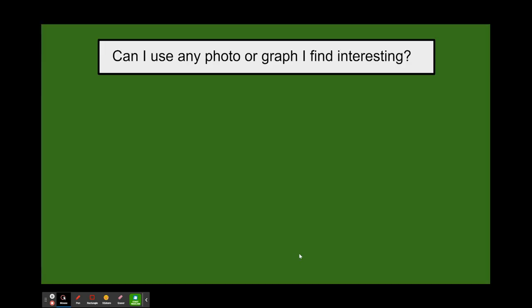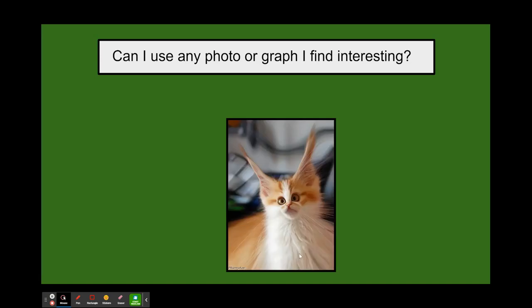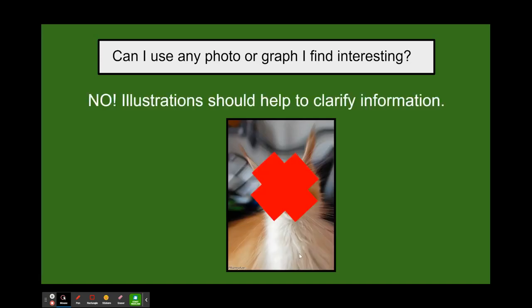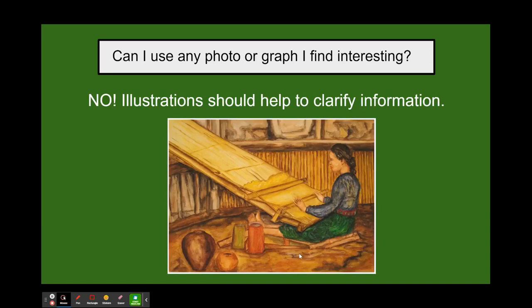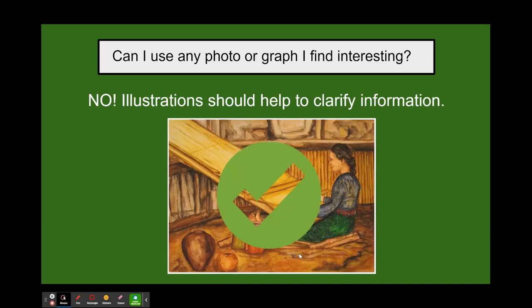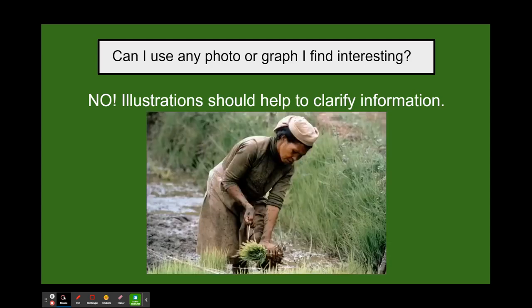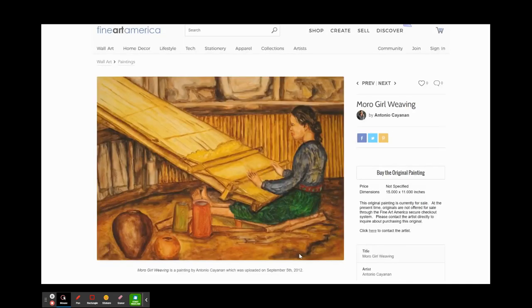Can I use any photo or graph that I find interesting? Like, this is funny? No, because that has nothing to do with my topic, and it should help to clarify information or add more to my paper. For example, I talk about Kira weaving all of the time in my paper. If somebody doesn't know what weaving is, this would be a perfect picture to use. I also talk about her not having technology and having to work for everything, so this would also be a good picture. Of the two, this one is going to be the best.